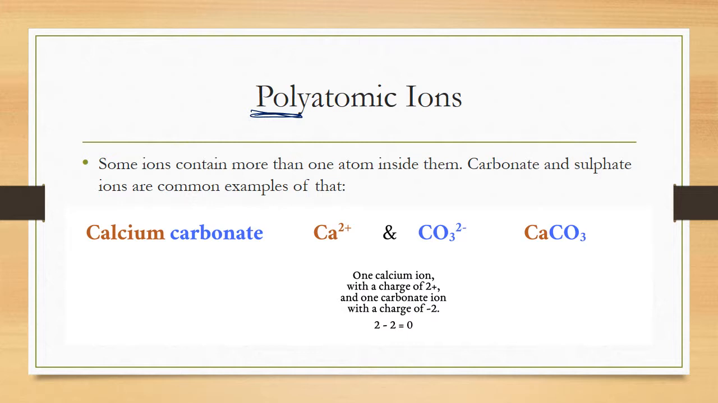Let's look at the example of calcium carbonate. Again, you've got calcium 2 plus, and the overall charge of the whole carbonate ion is 2 minus. So one calcium ion has a charge of plus 2, and one carbonate ion has a charge of minus 2. This just means that 2 minus 2 equals 0. So the formula of calcium carbonate is CaCO3.